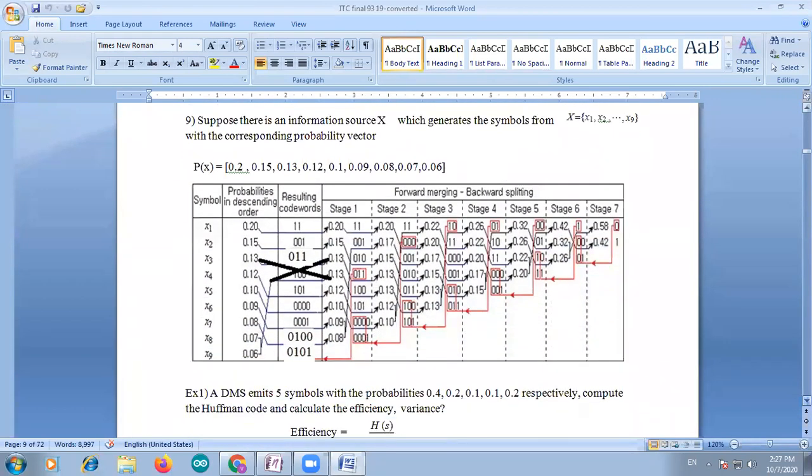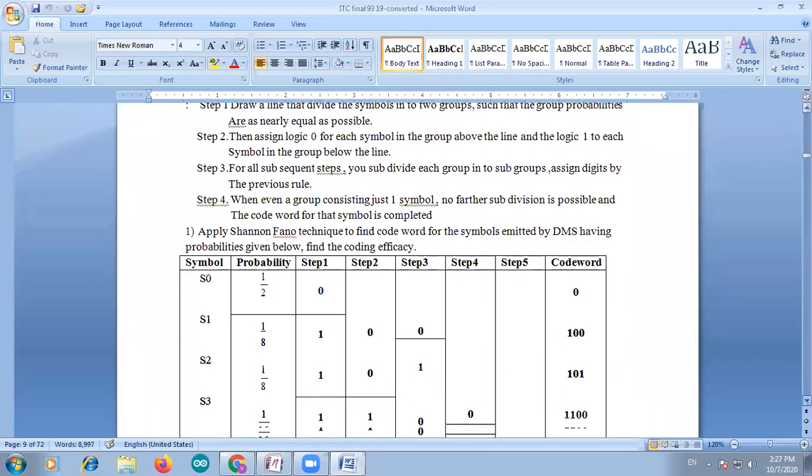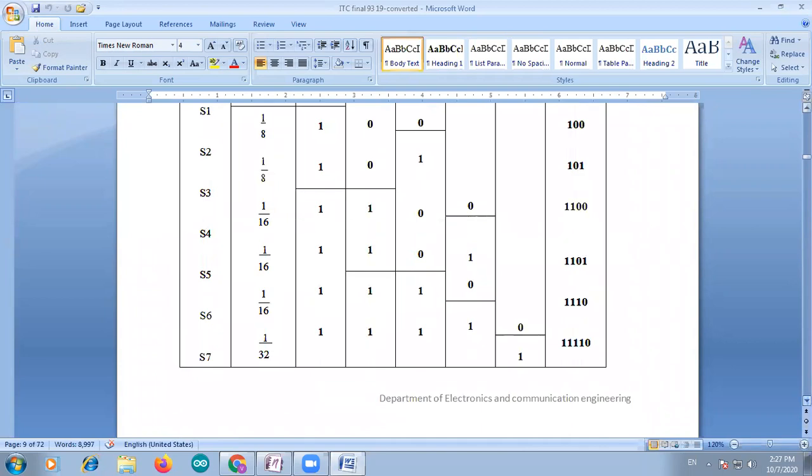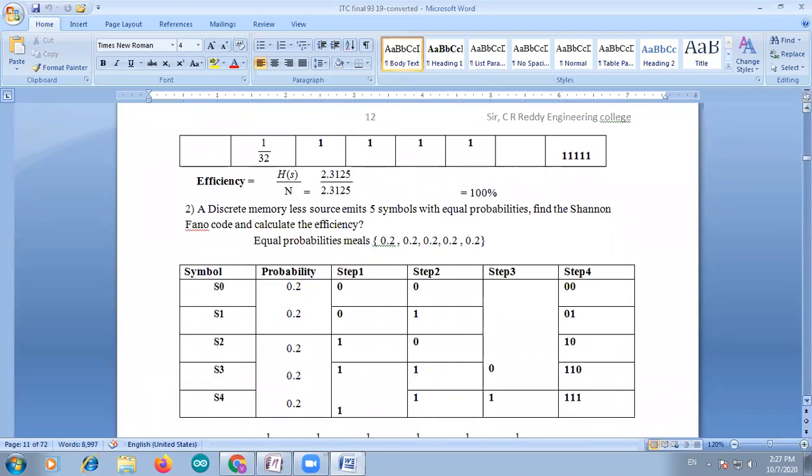Students, please compare the Shannon-Fano code and the Huffman code for the same problem. Calculate the efficiency. In that, the efficiency is 100% in this case, because H by n bar should be equal. H is equal to sigma pi log 1 by pi. So the probabilities are known. Calculate H, the entropy, that is 2.3125.